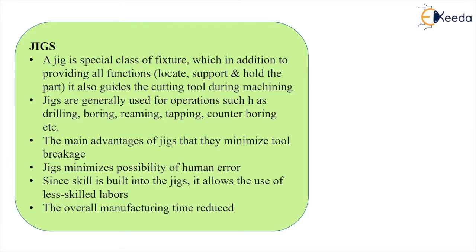Now let's talk about the jigs. We know very well, a jig is a special category or class of the fixture in which, in addition to providing all functions, that is locating, supporting and holding of the parts, it will also guide the cutting tool during the machining operation. Okay, so jigs are generally used for operations such as drilling, boring, reaming, tapping, counterboring, chamfering, etc. And the main advantage of jig is that there is minimized tool breakage.